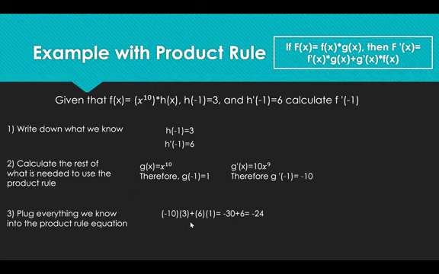We have negative 10 times 3. Here you can see we have our g prime times our h plus our h prime times our g. If you simplify this, we have negative 30 plus 6, and it's negative 24. So this is our answer. f prime of negative 1 is negative 24.